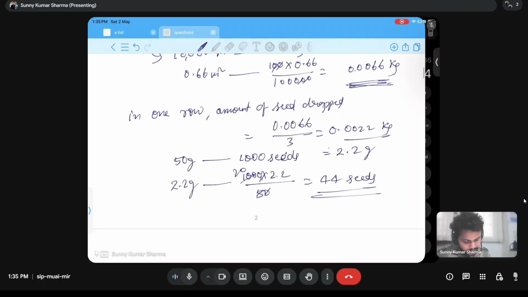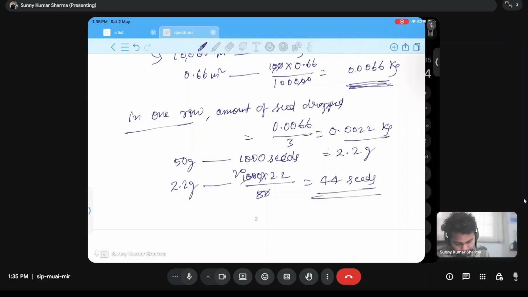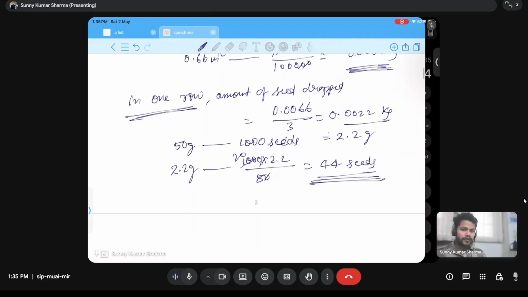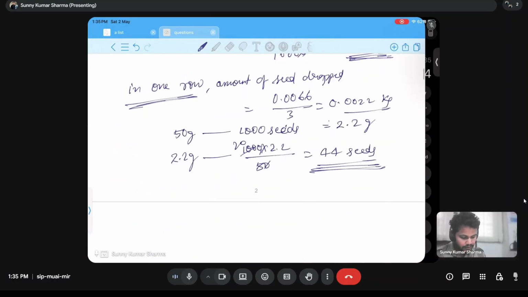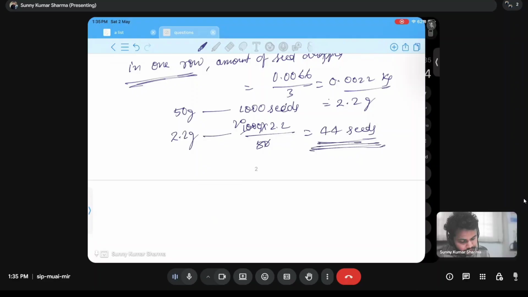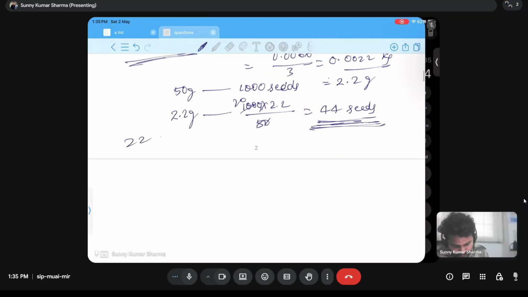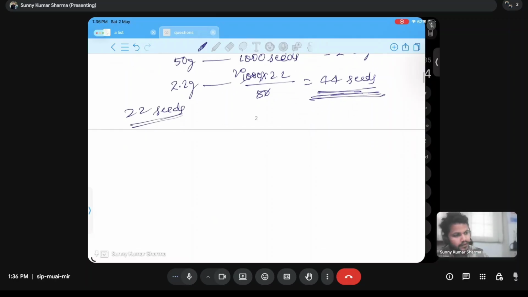This calculation we are doing for one row. For one row, 44 seeds are being dropped. And we also saw in the question that it was written, assuming 2 seeds are dropped from each hole. So 44 seeds divided by 2 means 22 seeds will be dropped per row. That means 22 holes are there in each row.